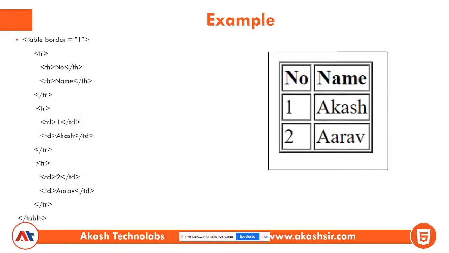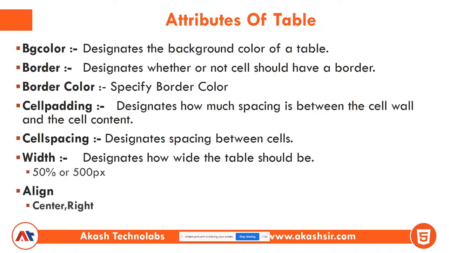Don't worry, we have some other attributes, that is bgcolor, border color, cellpadding, cellspacing, and width.